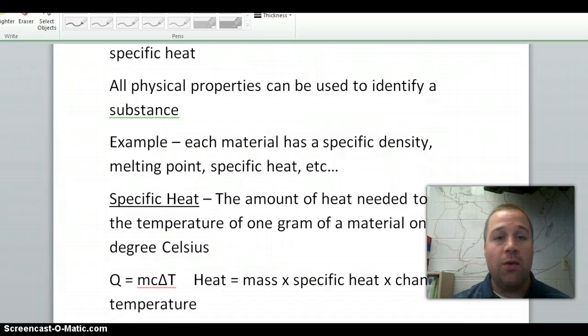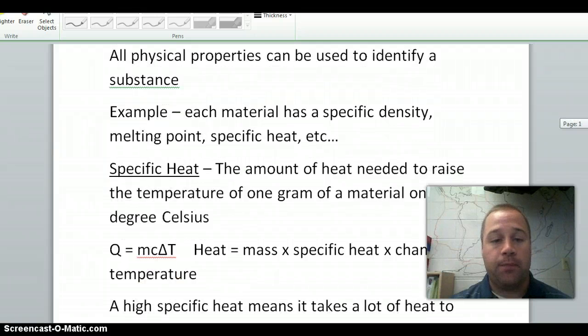You can use these properties to identify a substance. So if you know the density, you know the specific heat, you should be able to look it up on some type of table and find it. Just like we did in the lab when we found the density of a solid, a liquid, and gas, and you looked them up online. Same type of thing. Any physical property, you can do that.